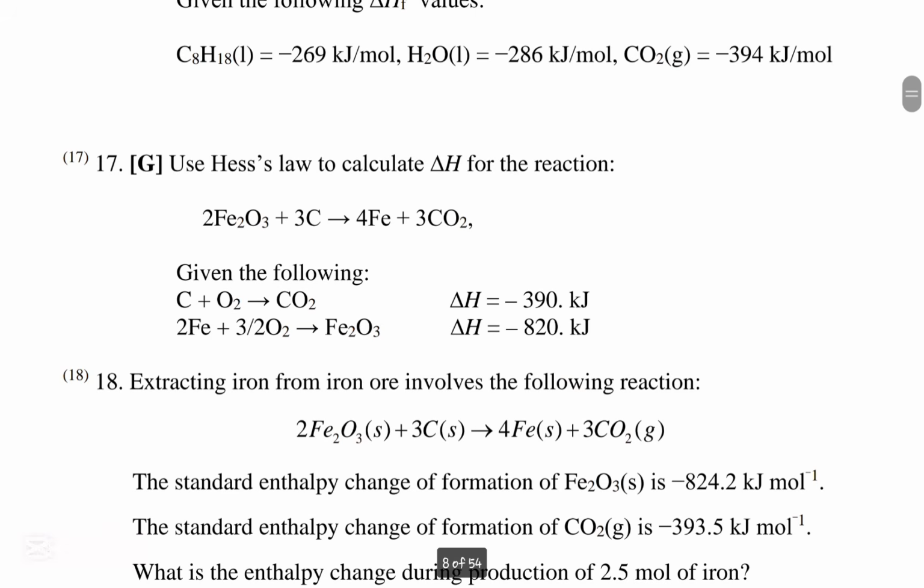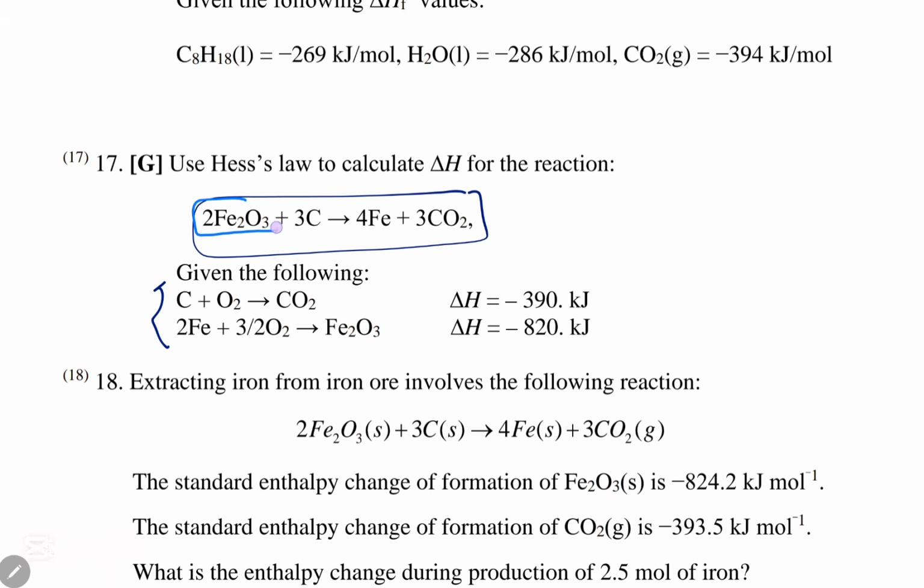Now we'll move on to question 17. What does it say? It says, use Hess's law to calculate delta H for the reaction. So this is the final reaction that we need to end up with, and these are like parts of the process that they gave us. So what I like to do is I like to separate each thing by its own, and then we solve each thing by itself, right?